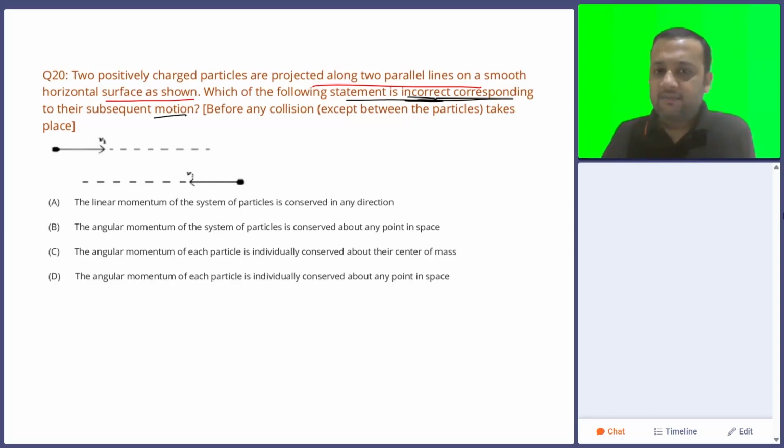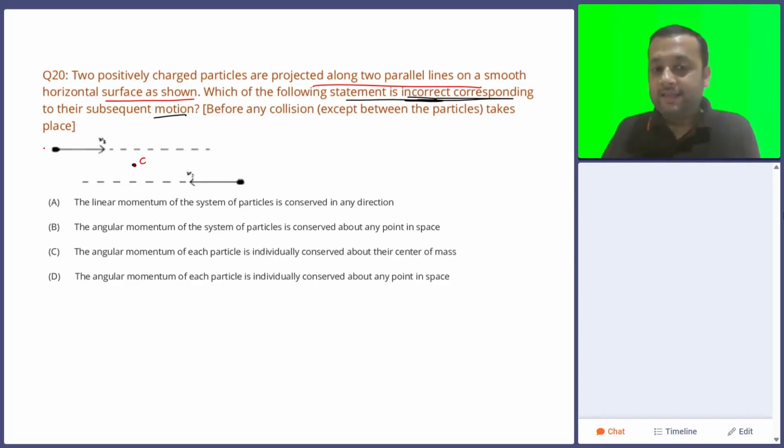The angular momentum of each particle is individually conserved about their center of mass. Now see, they're saying that each particle is individually conserved about their center of mass. Now yes, this is also correct because we can say that the net torque will always pass through the center of mass. If you see, this is the center of mass, so whatever force they apply, the force is through this line, yes or no. So the force will always pass through the center of mass, and hence the torque will be zero about the center of mass individually. Because the force on any particle will pass through the center of mass, the torque will be zero about the center of mass individually. So the angular momentum will remain conserved individually also about the center of mass.